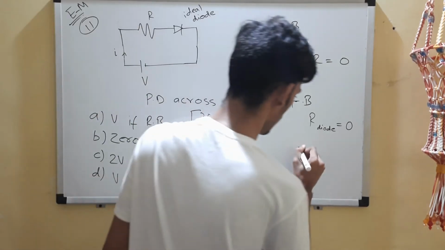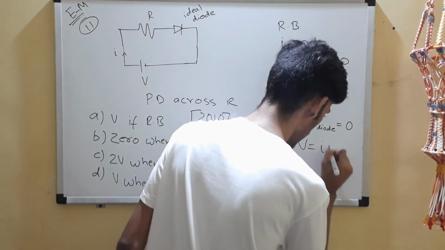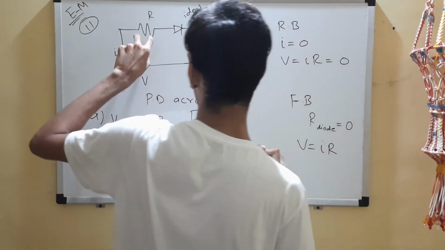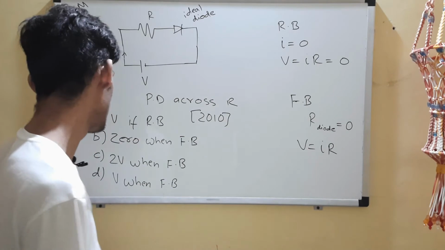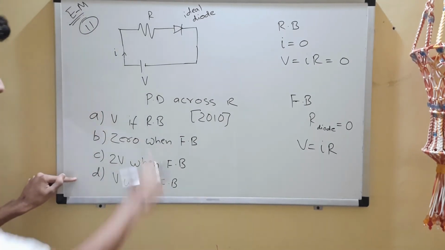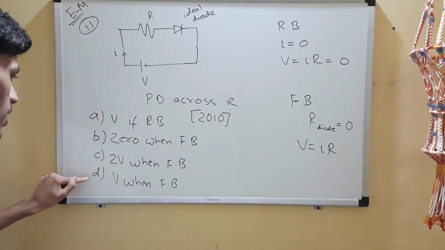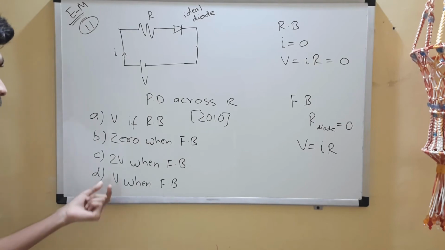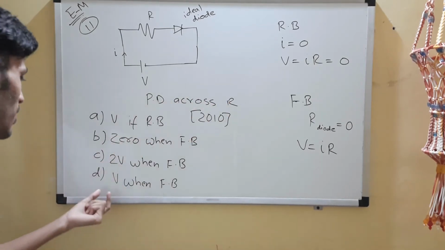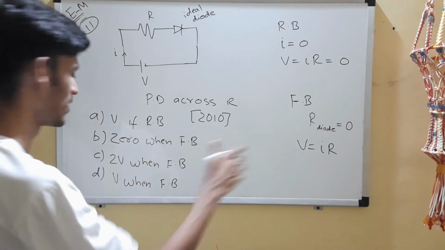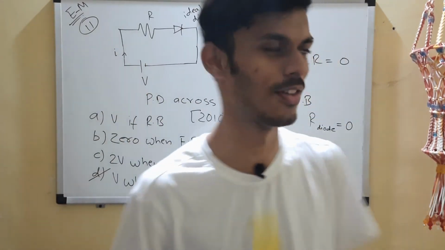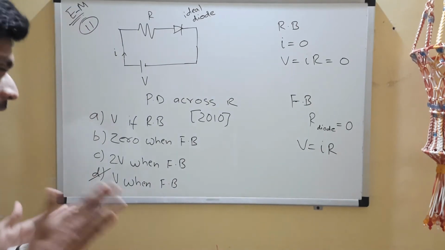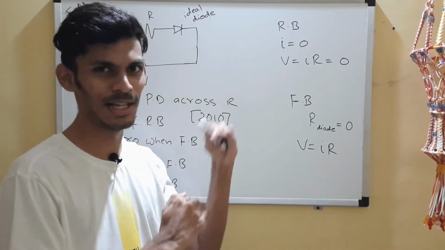And at that time V equals IR. This voltage will drop entirely across this resistance R. So in case of forward bias, the potential drop across R will be V, right? So option D is the correct one. This was a conceptual one. Okay, so let's go to the next one, which will be slightly based on this one.